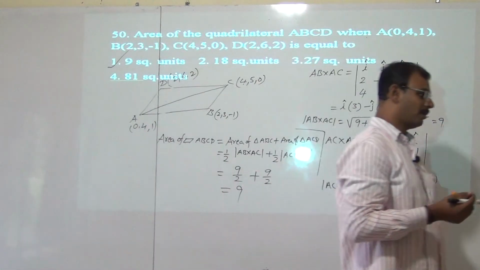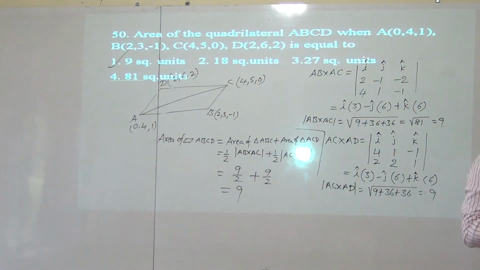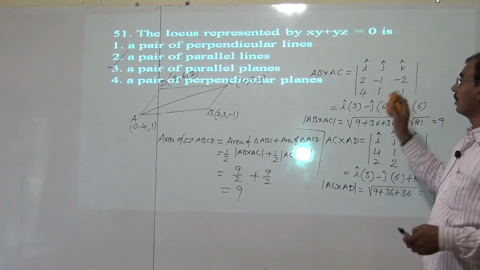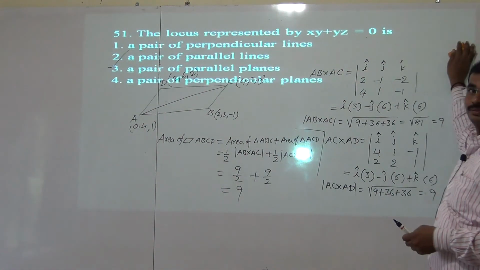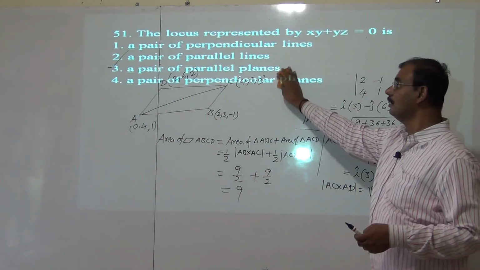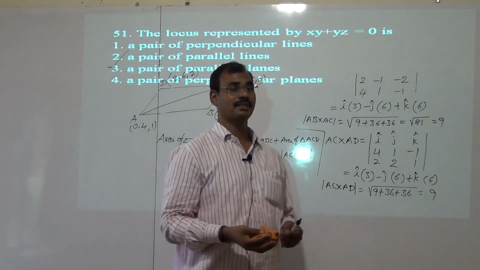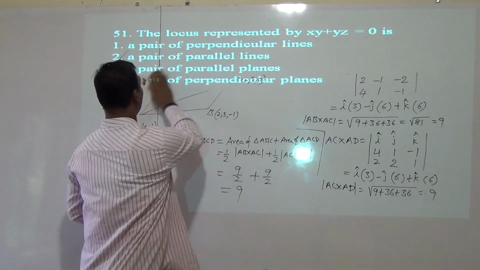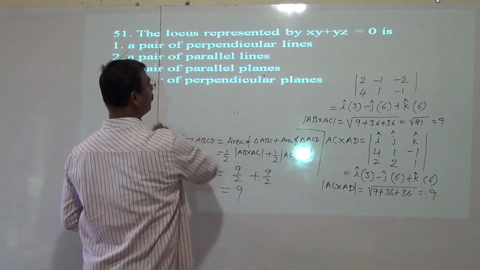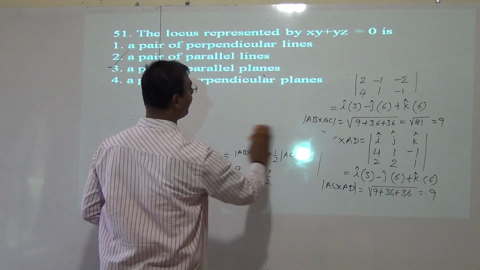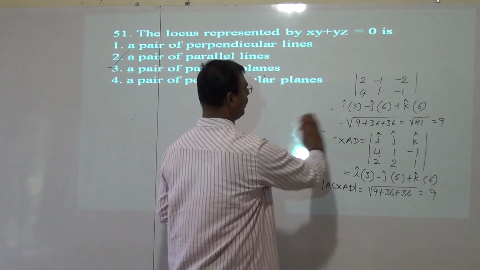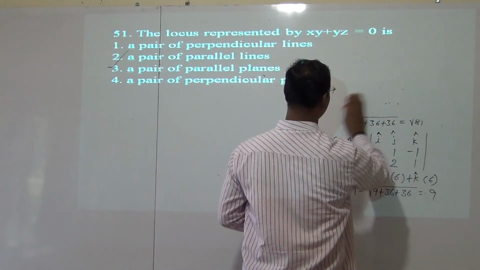Okay, next problem. Question number 51. Note down this problem, all of you. The locus represented by xy plus yz is equal to 0 is. Conditions are given. What is option number 1?